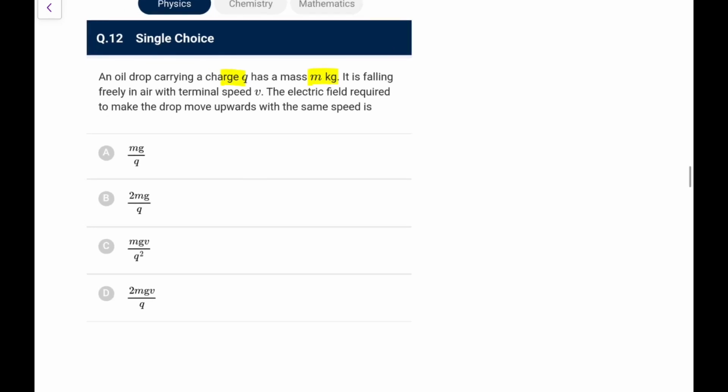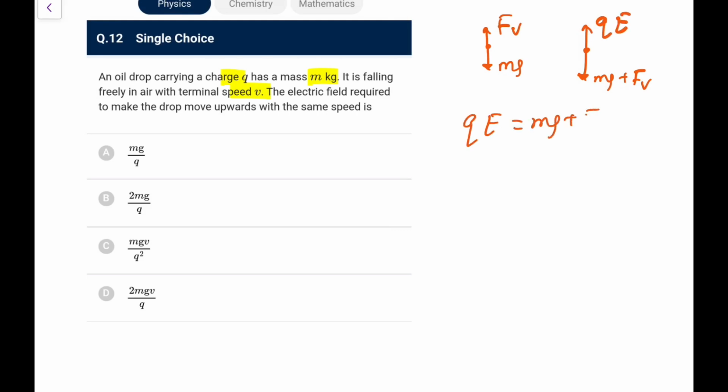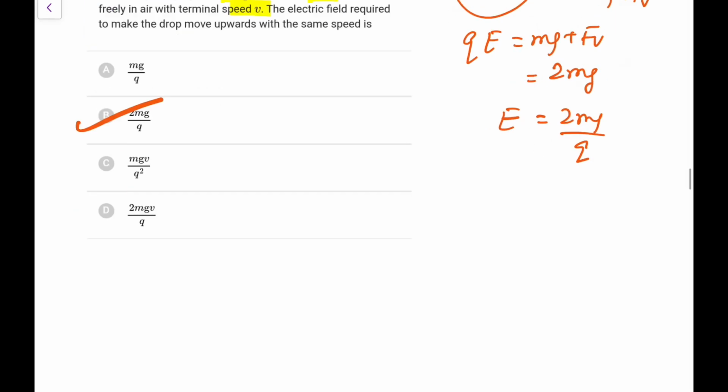Oil drop carries a charge q and has mass m. It is falling freely with a speed v. The electric field required to make the drop move upwards with the same speed is? So it is freely falling. That means mg is equal to, sorry, not qE, that is equal to the viscous and buoyancy force. So that force depends on v, Fv equal to mg. Now to go upwards, we have mg acting down, we have Fv also acting down, so therefore qE must be upwards and it should balance. So qE should be equal to mg plus Fv, and from here we can make out Fv equal to mg, because when it goes with terminal speed, forces are balanced. So that is 2mg, so E is 2mg by q. So the field required is 2mg by q.